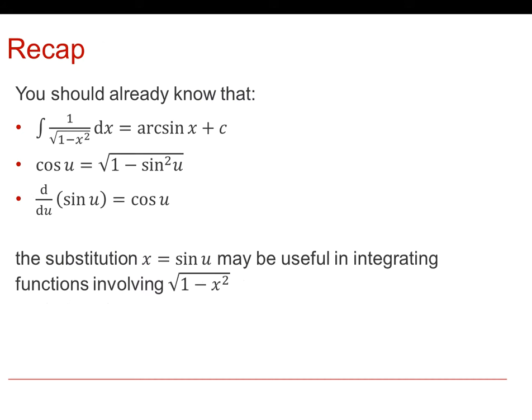We have already come across the result that the integral of 1 over the square root of 1 minus x squared dx equals arc sine x plus c, and we know that cos u equals the square root of 1 minus sine squared u because of the identity that cos squared u plus sine squared u is equivalent to 1. We also know that if we differentiate sine u, we get cos u. Given all these facts, the substitution x equals sine u may be useful when we're integrating functions involving the square root of 1 minus x squared.